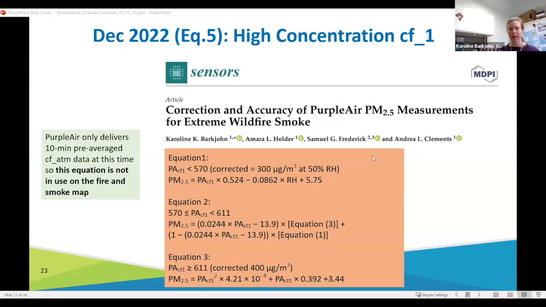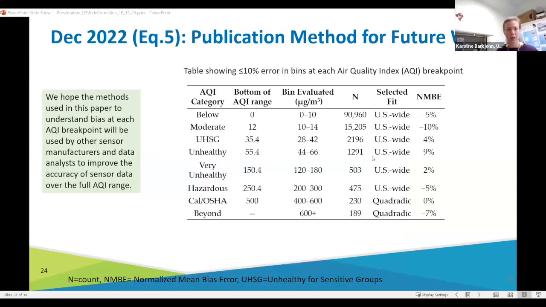And so we have a paper published on this equation that uses the CF1 data, so it's a little bit different than what we're using on the map. If you want to learn more, you can read that, and I'll have a link later. And we're really hopeful that this method that we've used could be used by other sensor manufacturers or data analysts in order to improve the accuracy of sensor data over the full range of the AQI.